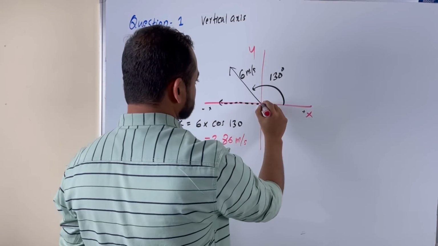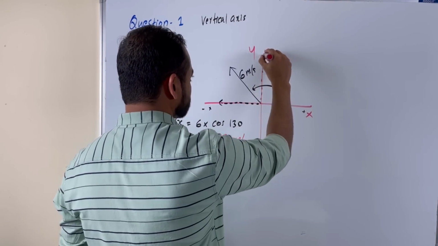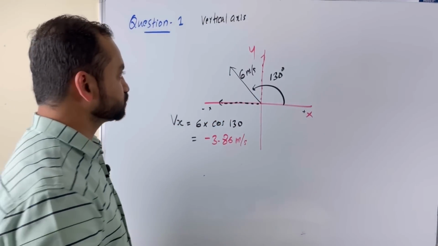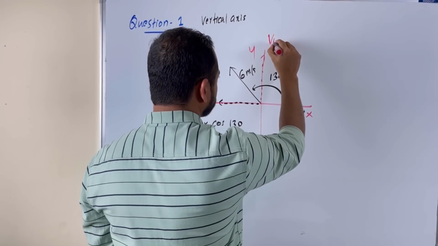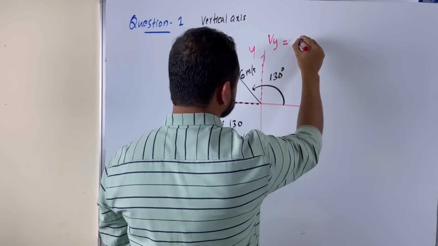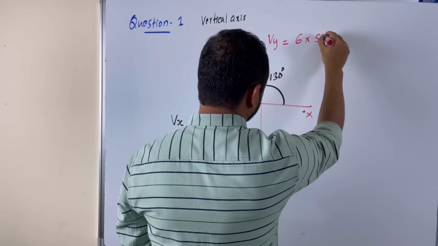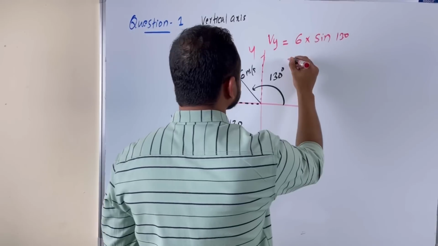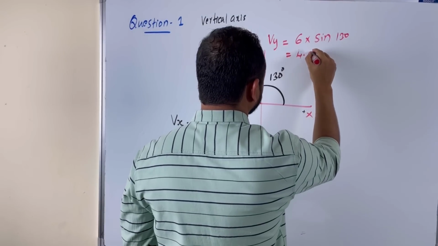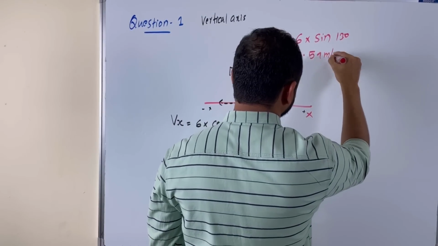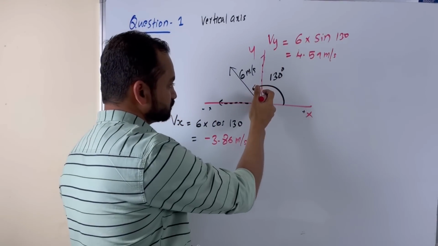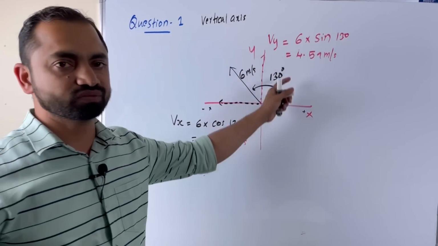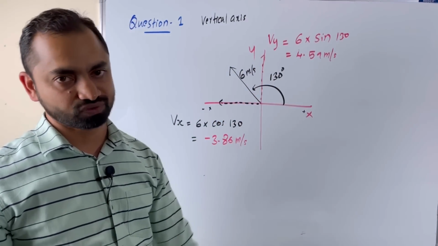Then what is the y component? So this is the y component of this velocity. How to calculate that? The y component of the velocity, Vy, is equal to 6 multiplied by sine, since y is sine, and the angle is 130, which gives 4.59 meter per second. You can see this y component is acting along the positive y-axis, and when you calculate, you get a positive value.